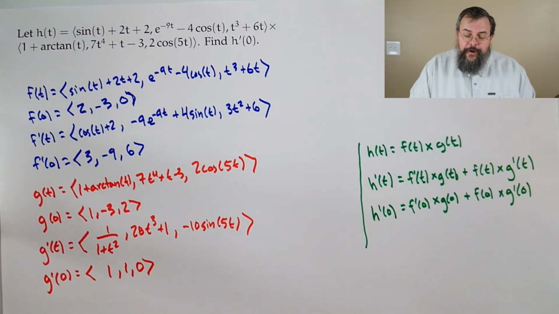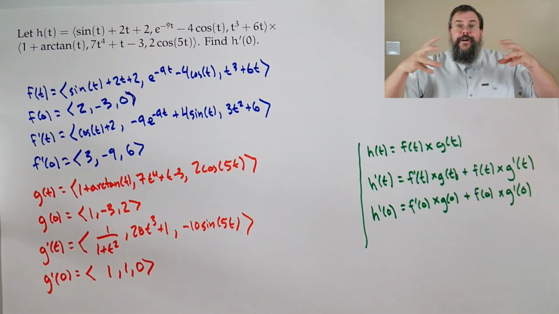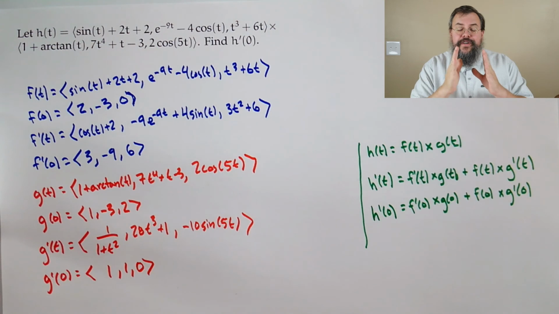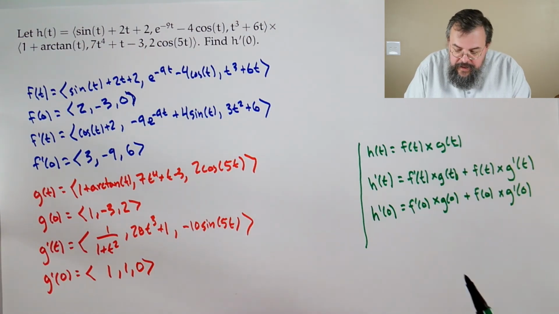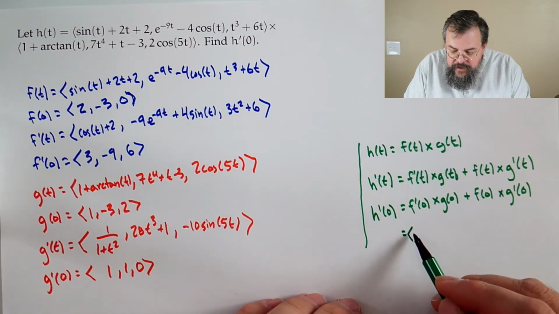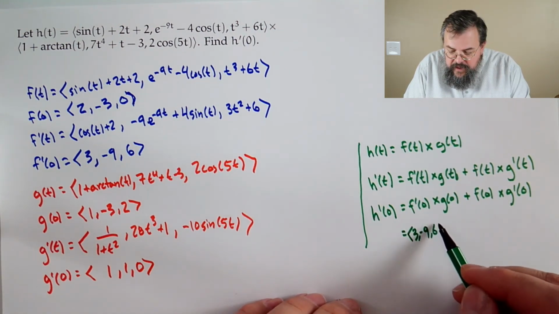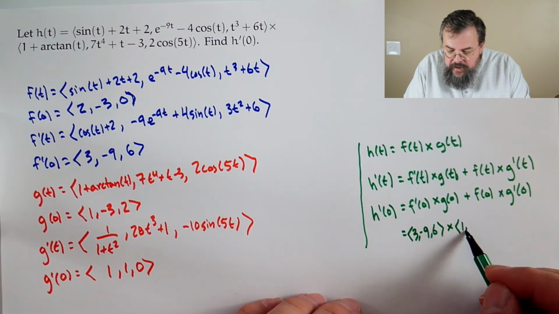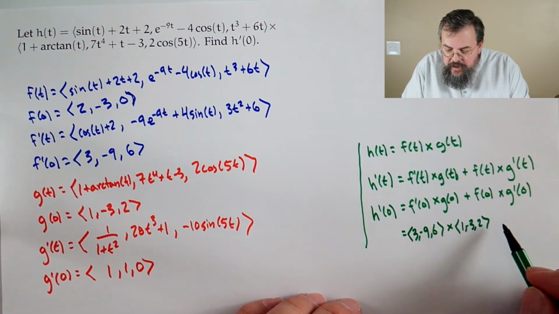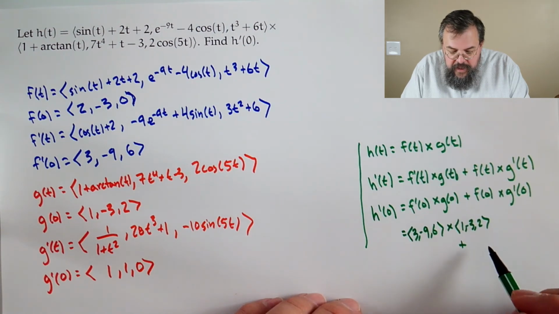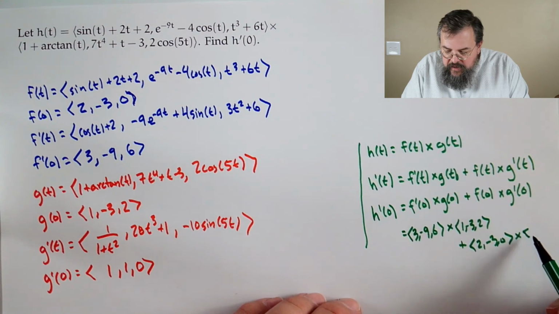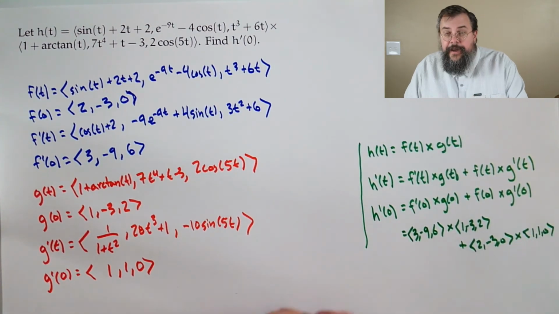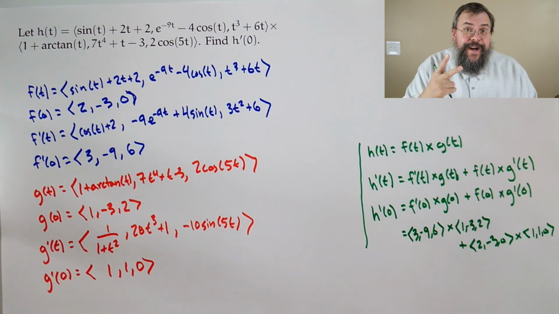You'll notice what cross products we have to take. Well, our cross products aren't the long expressions of functions. They're just numbers now. So we come back and we say, let's update. What do we have? Well, f prime is 3, negative 9, 6, cross 1, negative 3, 2. Plus, I ran out of space, f of 0: 2, negative 3, 0, cross 1, 1, 0. All right, so we only have to do 2 cross products.